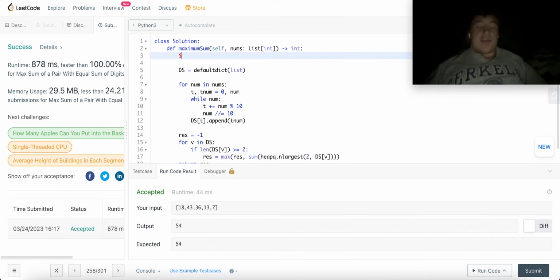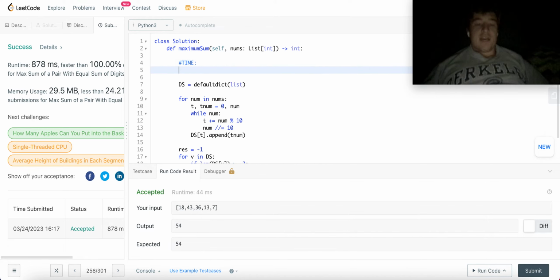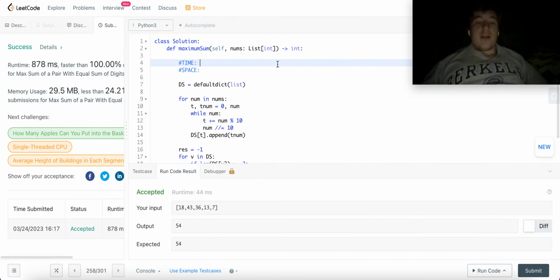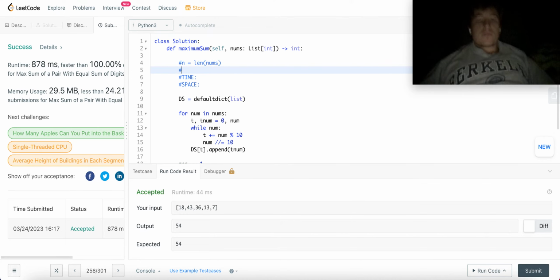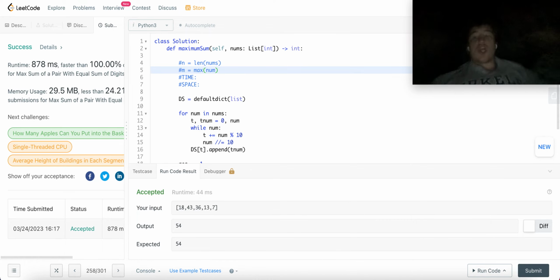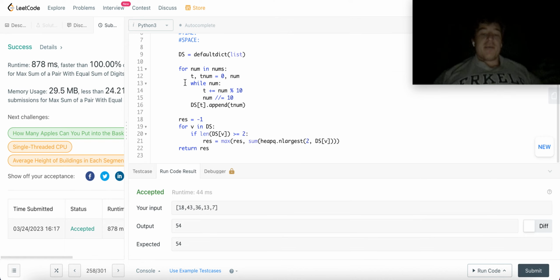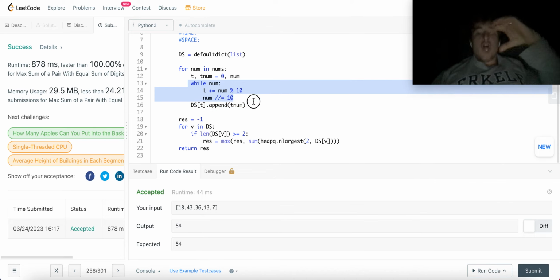Let's just do some establishment for this time and space. For time, let's say that n equals the length of nums, and then let's say that m equals the length of each num, right? Or m equals the max num. How about that? M equals the max num, so it's the largest number, right? Well, for each number, we have to look at all n nums, and then we have to look at all m log m digits, right?